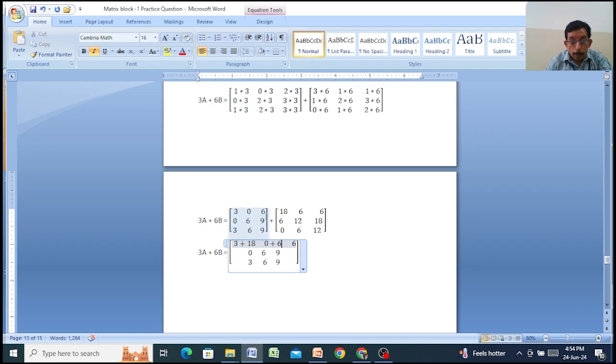The first row, third column element is 6. The corresponding element of the next matrix is also 6. Then 6 plus 6. The second row, first column element is 0. The corresponding element is 6. Now add 0 plus 6. The second row, second column element is 6. The corresponding element is 12. Then add 6 plus 12. The second row, third column element is 9. The corresponding element is 18. Now add 9 plus 18.